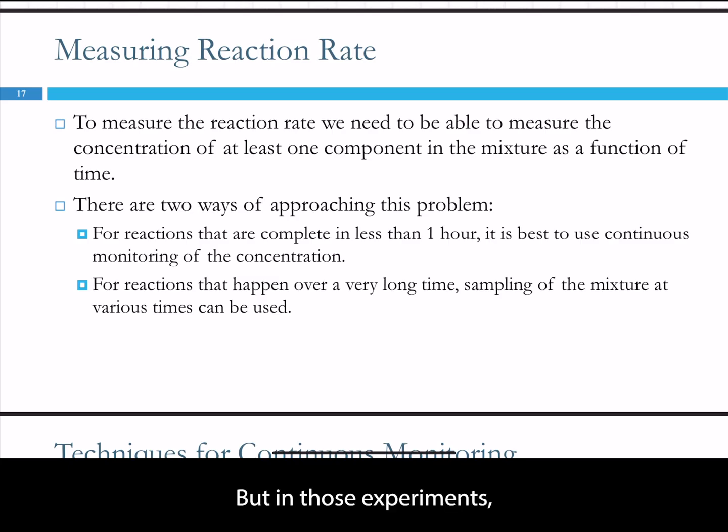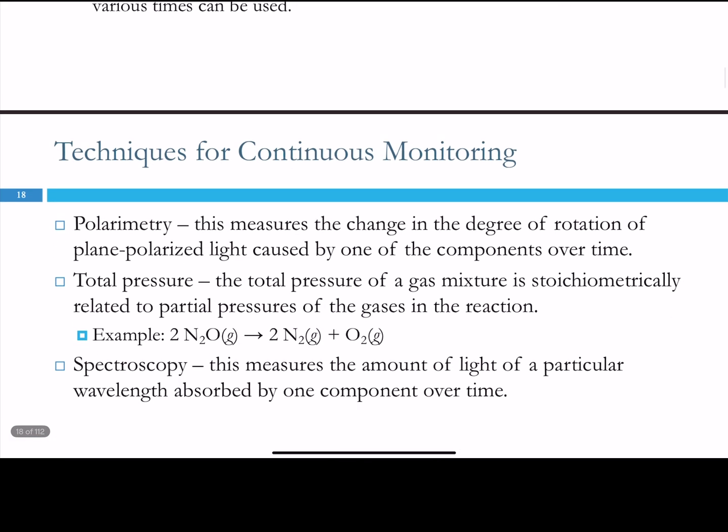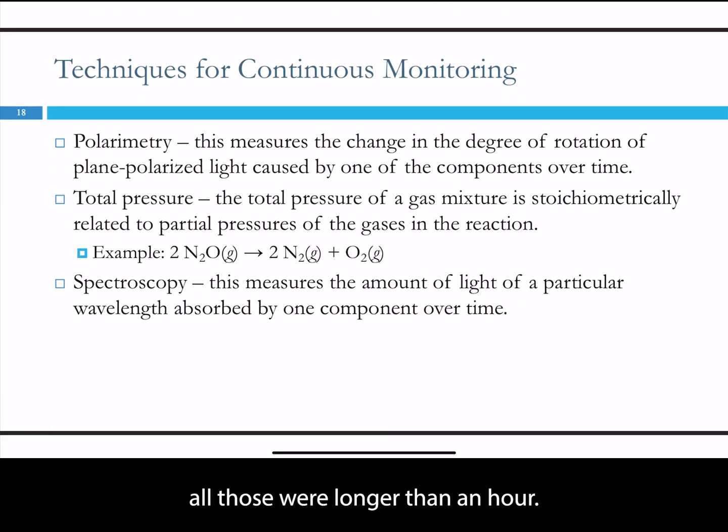But in those experiments, we want to know what that concentration is over time. Those experiments were generally a long period of time, like some of them were 12 hours. And so we would measure every 4 hours to see what the concentration is. From that, we could figure out how effective it was at killing the insects. So that would be an example of a long sampling time. Basically all of those were longer than an hour.